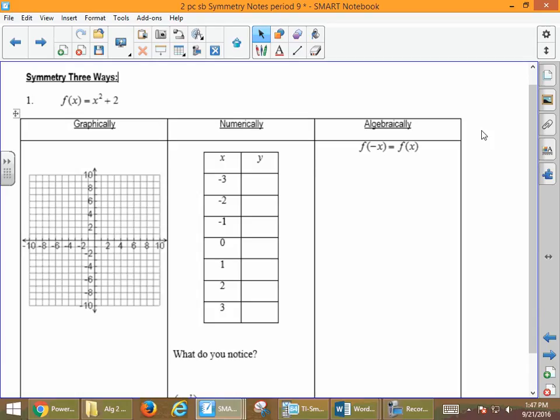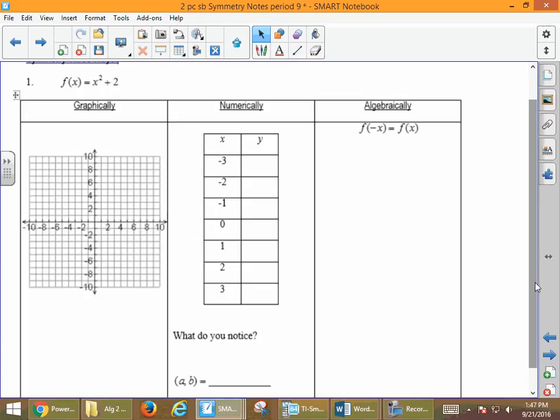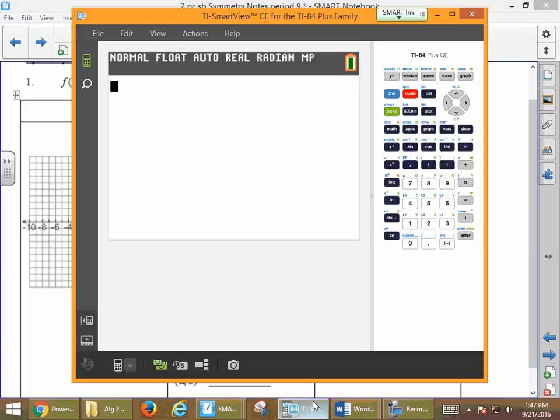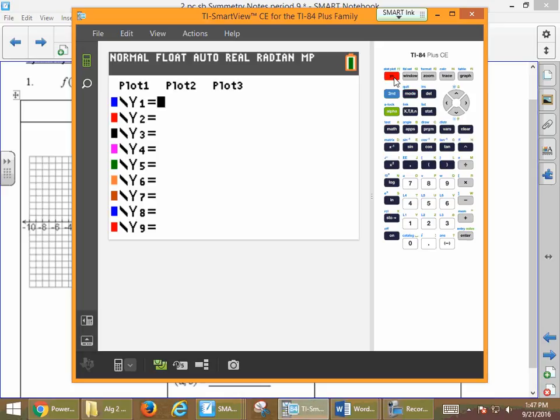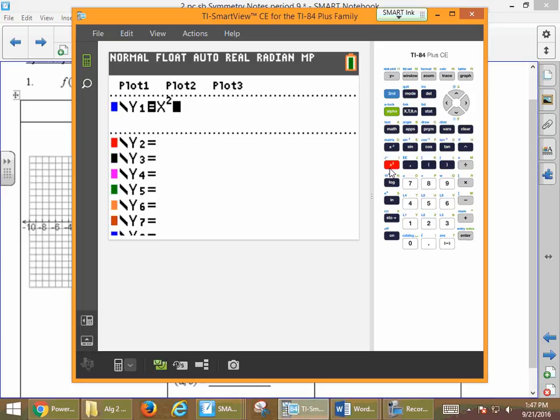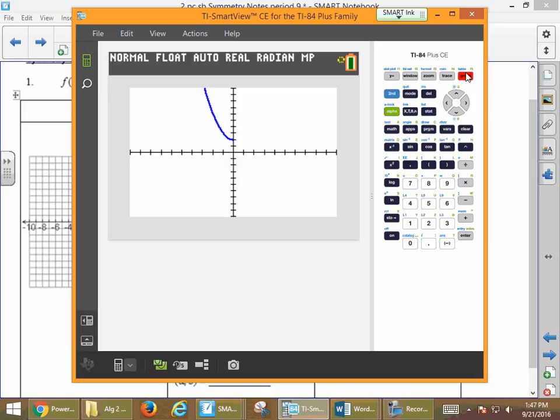But today we're going to look more specifically at a graph in symmetry, and we're going to look at it through the table, and then we're going to look at it algebraically. The first function that we're looking at is f of x equals x squared plus 2. The first thing we can do is go to our calculators and type in y equals x squared plus 2. And we can see the picture here that we're going to be drawing on our grid in a moment.